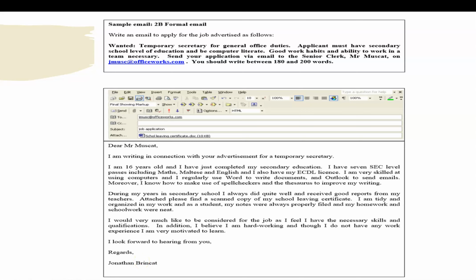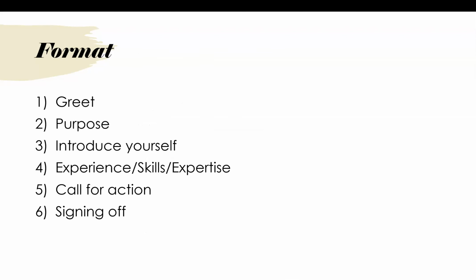So just to repeat, the first thing that you have to do is greet. Dear sir or madam. State the purpose, what kind of job you are applying for. Introduce yourself, who are you? And then talk about your experience, your expertise. Make the employers think that you are desirable. And then call them to action. That means ask them to hire you, as in call you for an interview. And then you sign off.